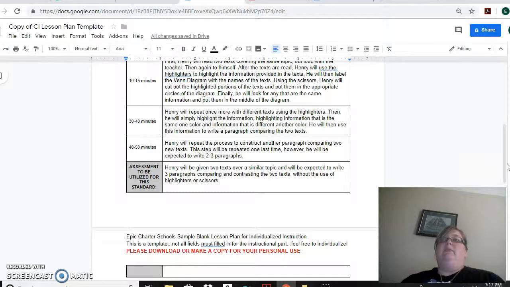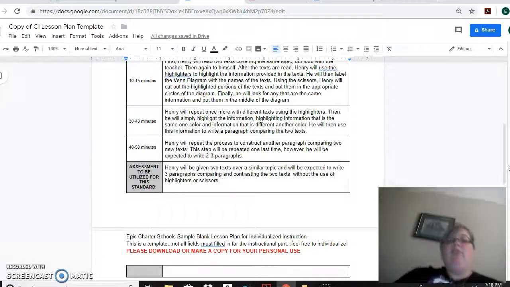And then to see that he fully understands it, he will be given 2 texts on a similar topic, and he will be expected to write 3 paragraphs comparing and contrasting the 2 texts without using highlighters or scissors or the Venn diagram. He could use the Venn diagram to help him organize his thoughts, but he can't use a highlighter to highlight the information. So that's how I would do our first lesson.